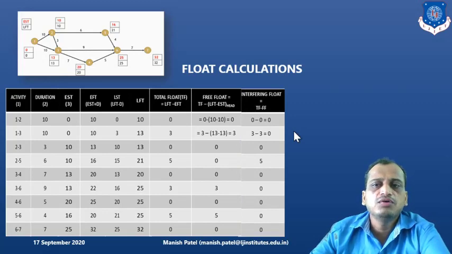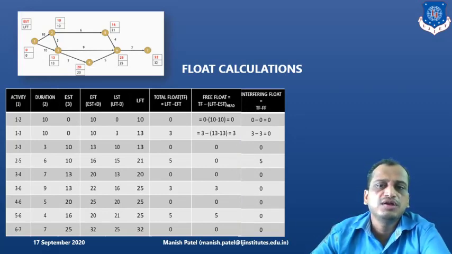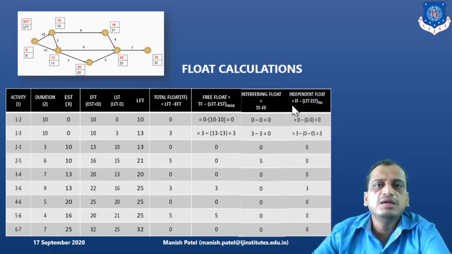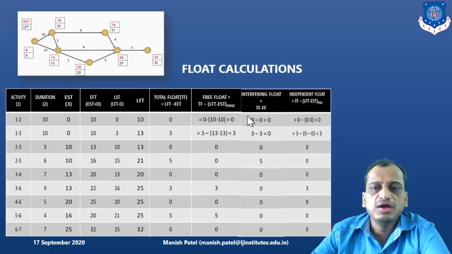Next, we will find out the interfering float. So what is interfering float? It is the difference of total float and free float. So hence we have got the interfering float. These two, the difference of these two. Clear? And finally, in independent float, we got the free float, where we found out the free float here, right?